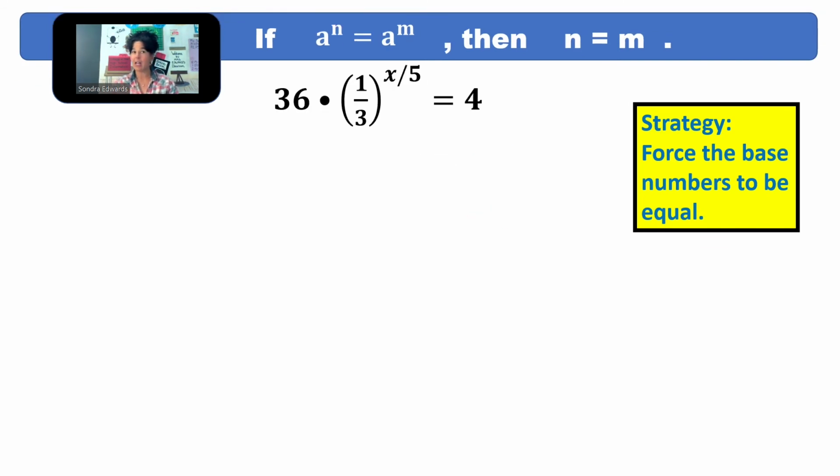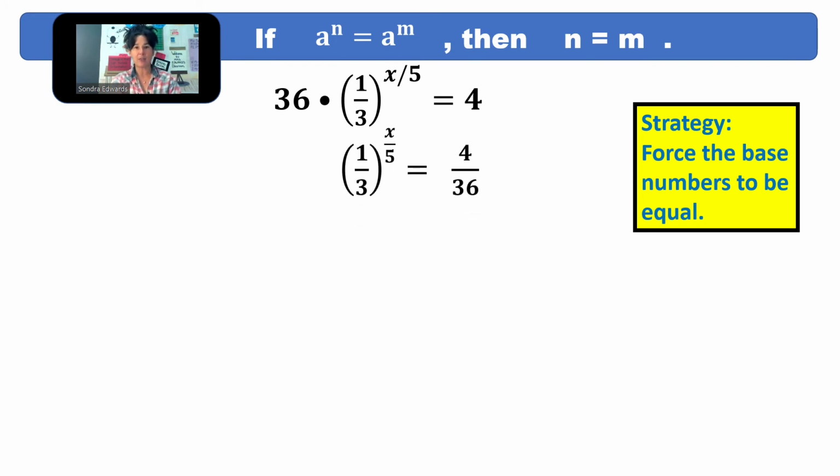Here we have a lot going on. I would recommend getting your power alone. Notice we have a to the n equals a to the m. I want to get this 1/3 x to the 5th by itself before I try to start forcing bases to be the same. To do that, I'm going to divide both sides by 36.